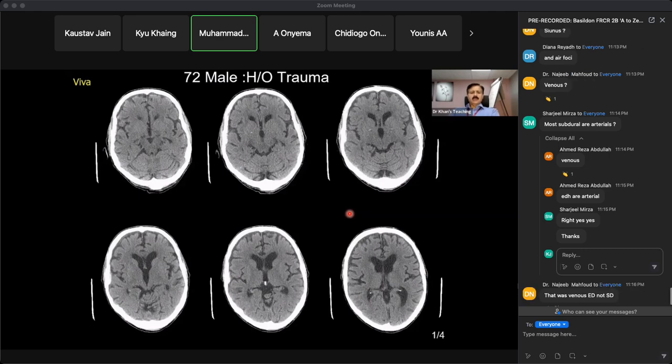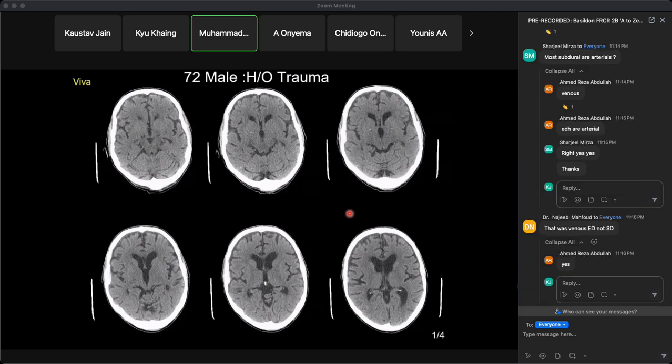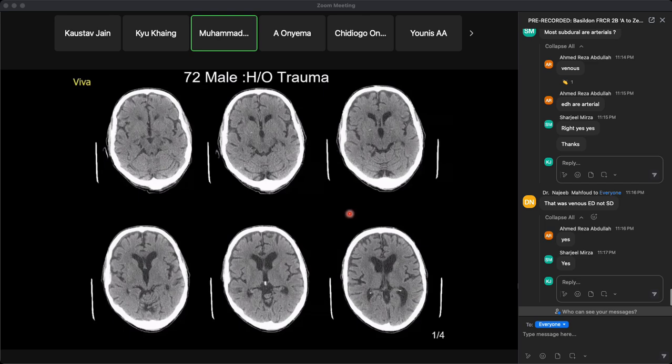History of trauma. There is a small subdural hematoma along the right parietal region, just at the region of the Sylvian fissure. Which slice? Top row, below? Second row. I can see it better in the middle image, in the first middle image in the bottom row. Okay. What can you do to confirm this?